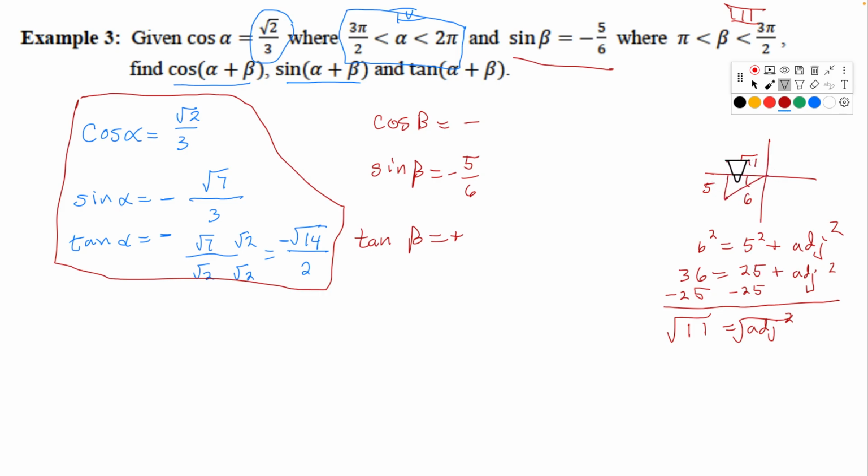Since we're in the third quadrant, square root of 11 is negative, and 5 is negative because it's down there. That's a y value down into the third quadrant. Is that okay so far? Questions?